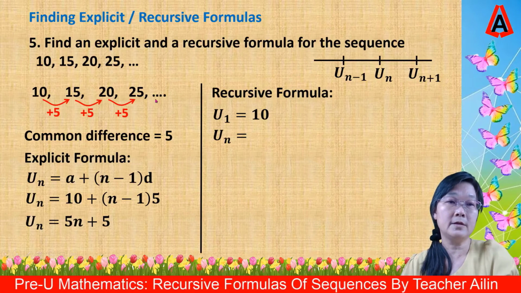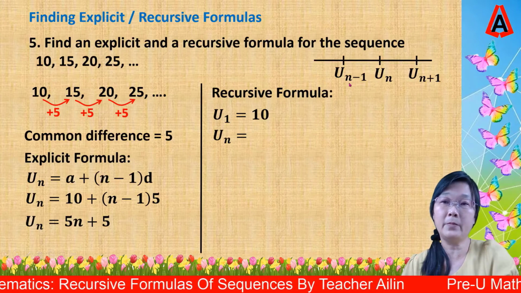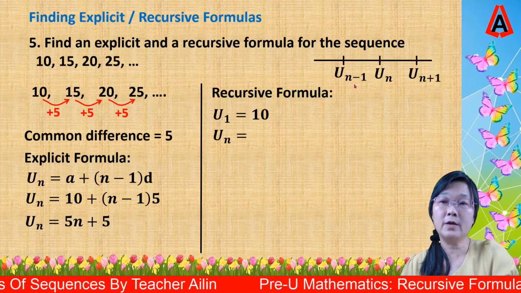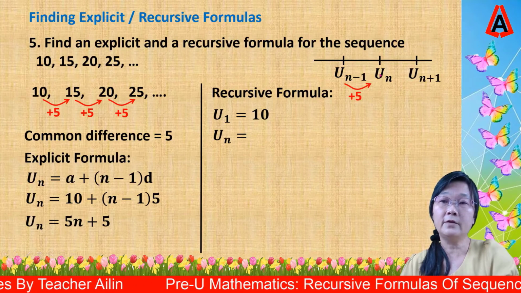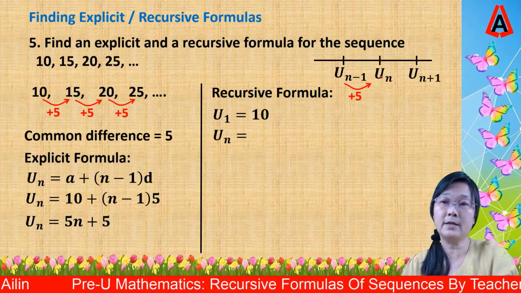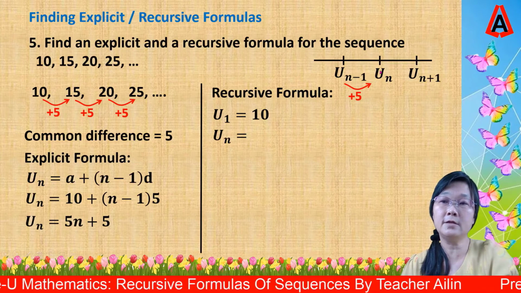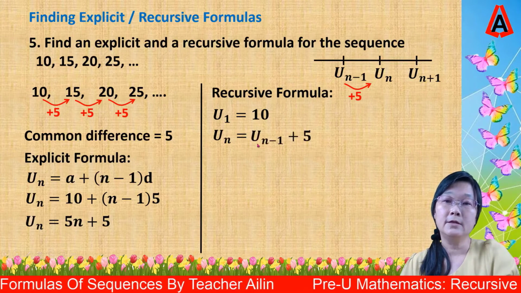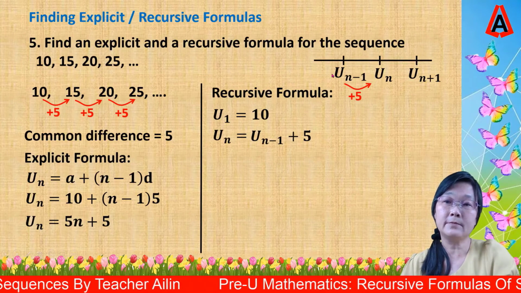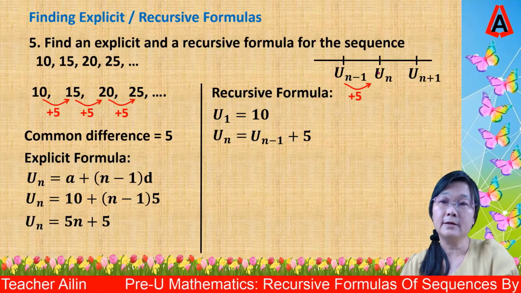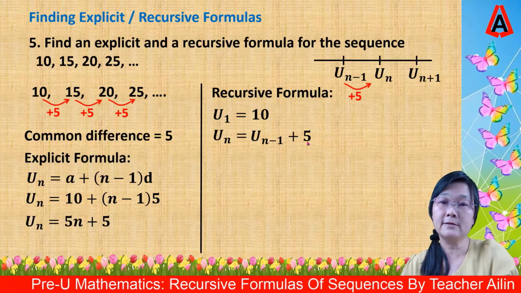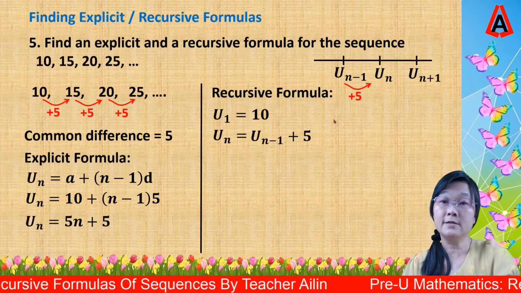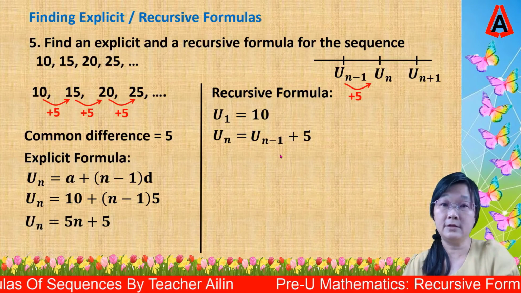So from here, when we look at the change of the number, we know that from the previous term Un minus 1, we plus 5 in order to get the next term, that is Un. So in order to find Un, we use Un minus 1, that is the previous term, plus the common difference, that is 5. So that's it. This is the recursive formula for this sequence.